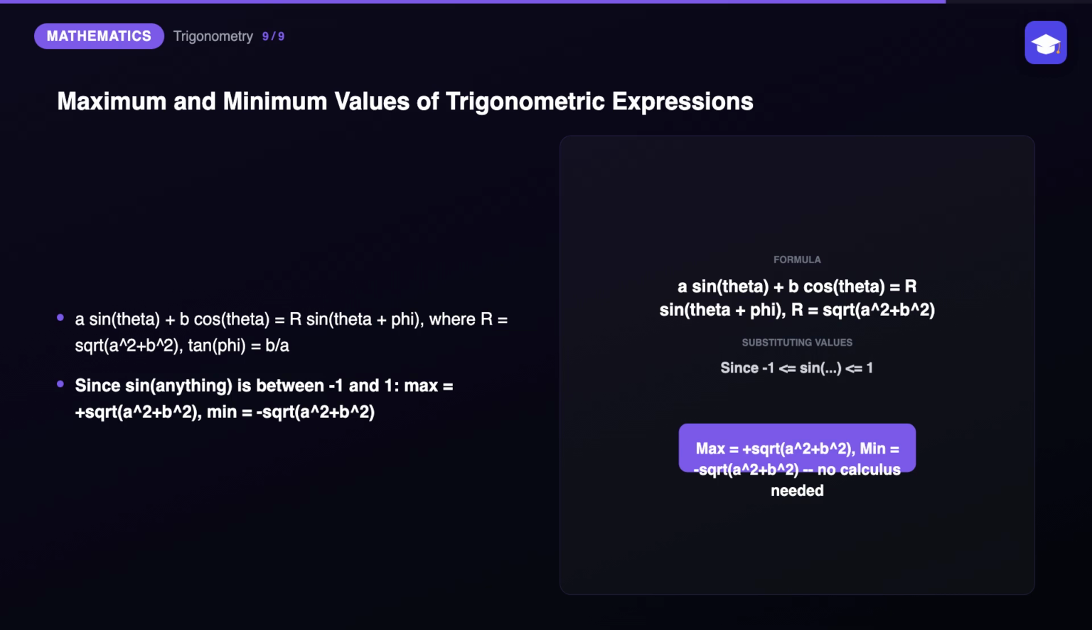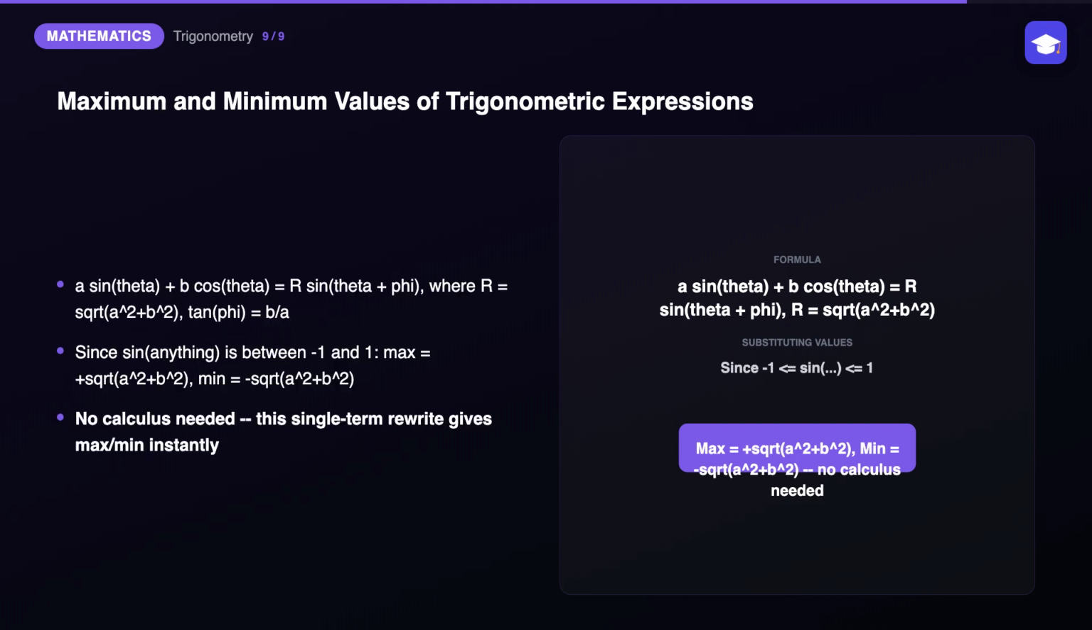Since sine of anything always lies between -1 and +1 inclusive, it follows immediately that a sine theta plus b cosine theta itself always lies between -r and +r, giving you the maximum and minimum values instantly without needing any differentiation whatsoever. Maximum value equals plus the square root of a squared plus b squared, and minimum value equals the negative of that exact same quantity.